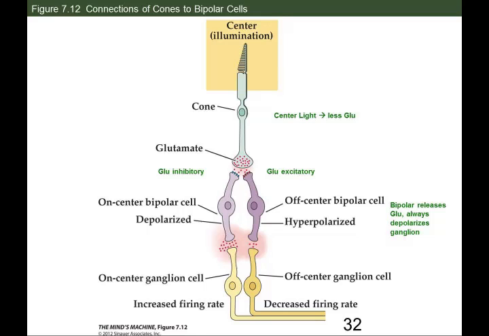So on-center bipolar cells are going to lead to exciting on-center ganglion cells when the light is turned on and shining in the center, just like I showed you in the previous slide. Off-center bipolar cells are going to excite off-center ganglion cells when the light is turned off. Can you think about that a little bit? The off-center bipolar cells, which are excited by glutamate, are actually going to excite off-center ganglion cells when the light is turned off. Because think about the photoreceptor when the light is turned off, what that means.